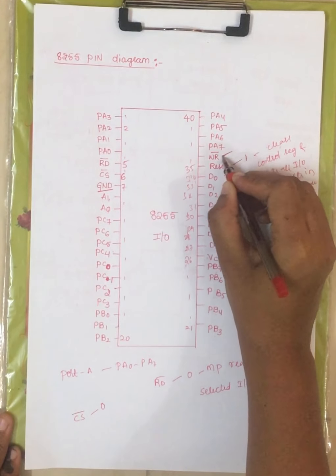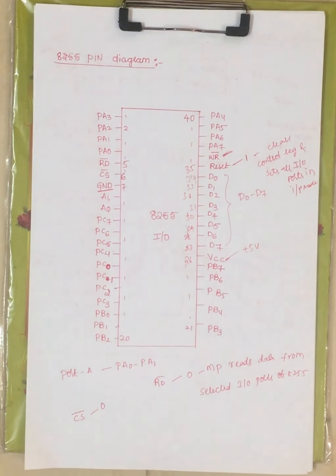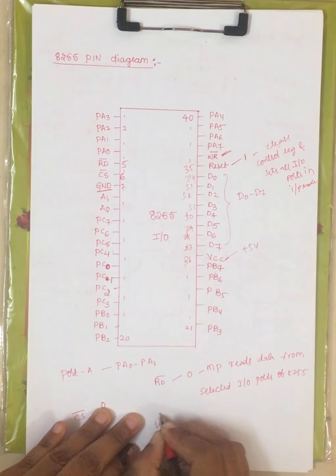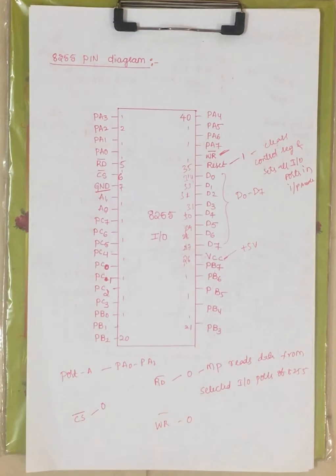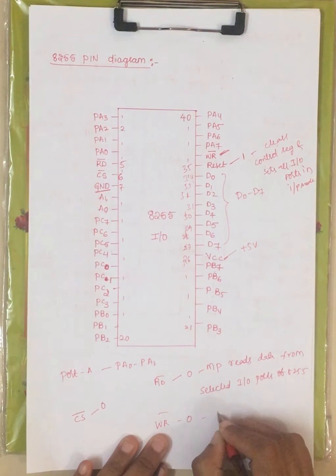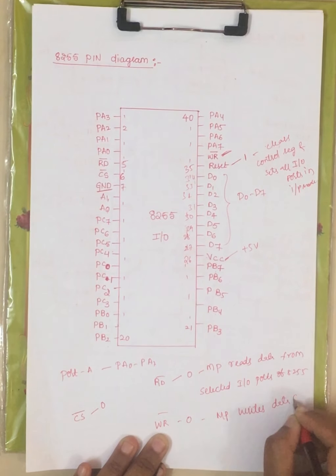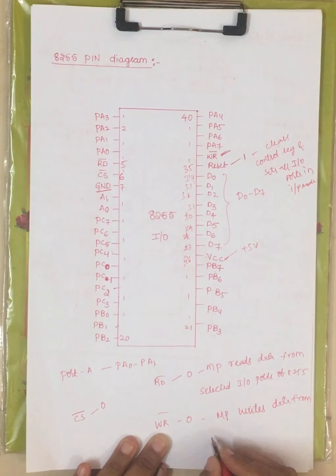Now next we have the write signal, right? This is an active low signal. You have WR bar, right? When it is logic 0, the microprocessor writes the data to the IO port. WR bar is your active low signal. For logic 0, the microprocessor writes data to the selected IO port, right?